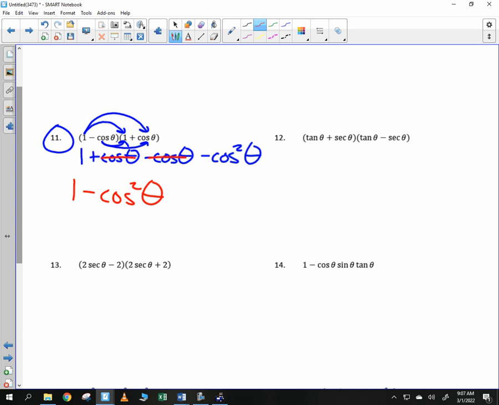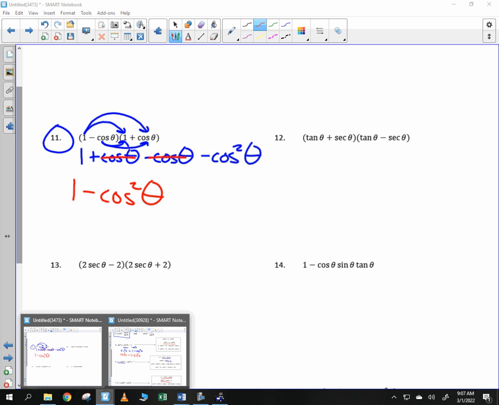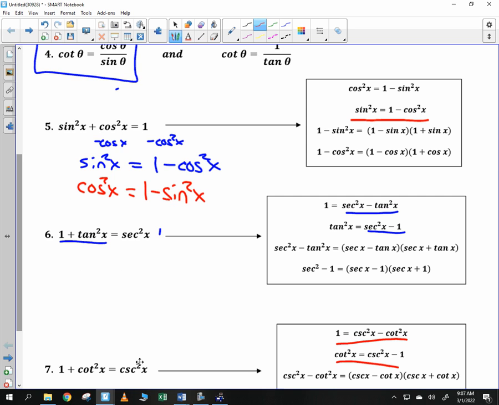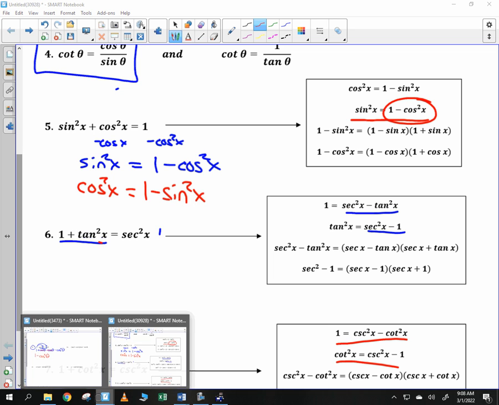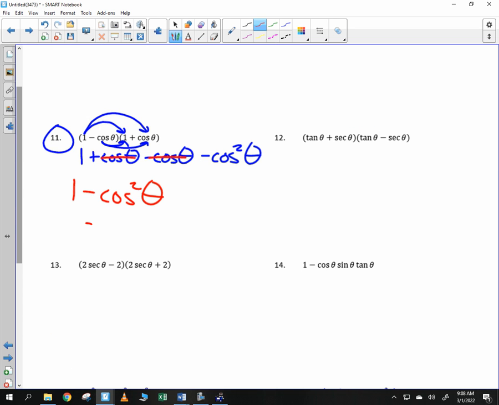And Josh is now going to tell us what that is equal to. Okay, so how did you know that, Josh? Thank you, Aiden. So when Josh sees a 1 and a cosine squared, he knows he's drawn to which formula? 5, 6, or 7? He's drawn to 5. And so he's looking for a 1 minus cosine squared. And he can see it right here that's equal to sine squared. So the answer is cosine squared, or sine squared, excuse me.